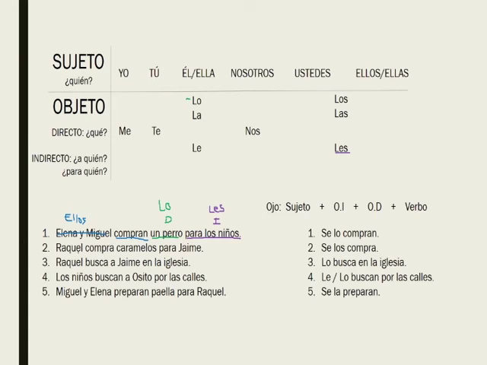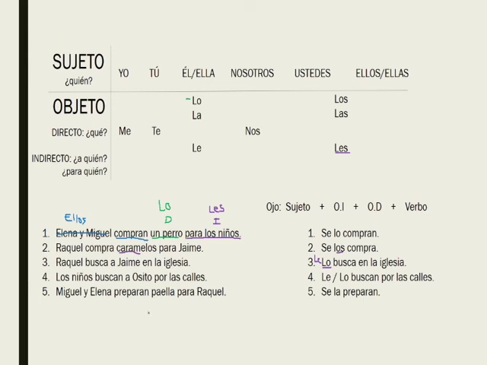Number two, Raquel compra caramelos para Jaime. Se los compra. My direct object is plural because caramelos is plural. Raquel busca a Jaime en la iglesia. What does she look for, or who does she look for? A Jaime. Ella busca a Jaime. Lo busca en la iglesia, or you can also say le busca en la iglesia. Remember, we don't need to specify our subject. It's already in the context.